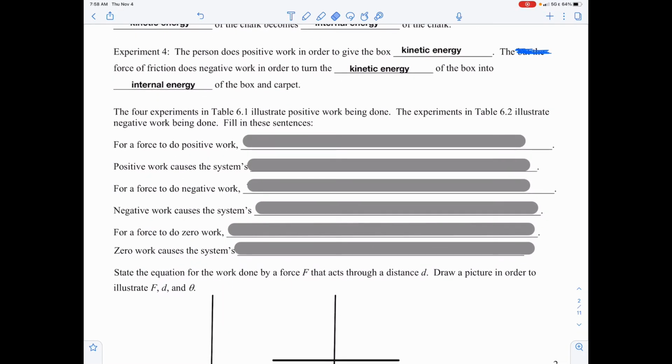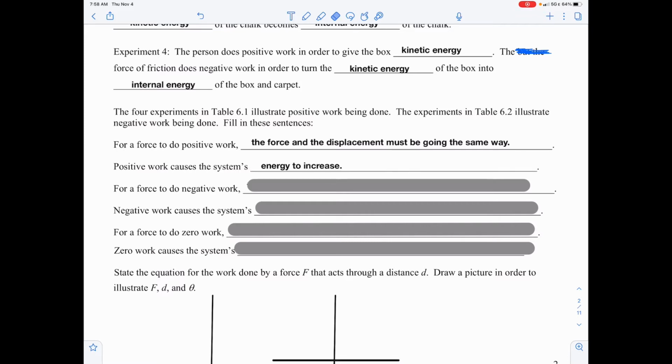The 4 experiments in Table 6.1 illustrate positive work being done. The experiments in Table 6.2 illustrate negative work being done. Fill in these sentences. For a force to do positive work, force and displacement must be going the same way. Positive work causes the system's energy to increase.